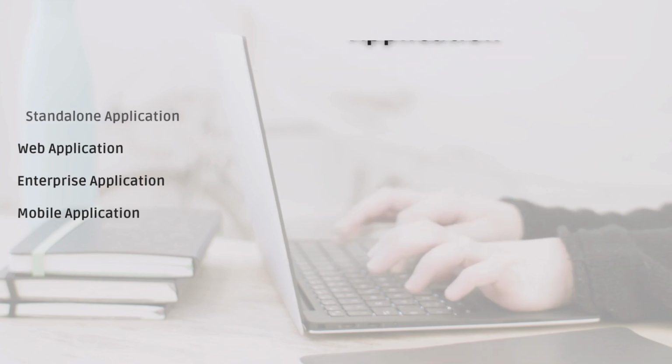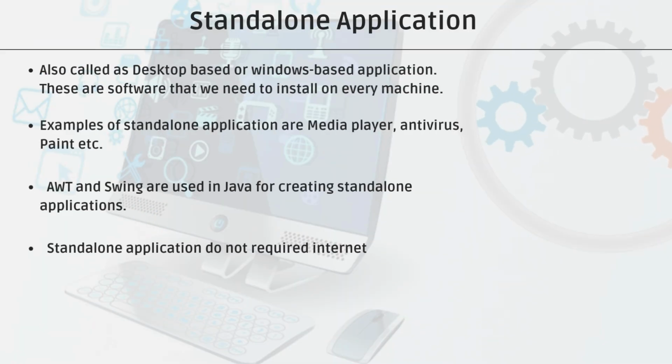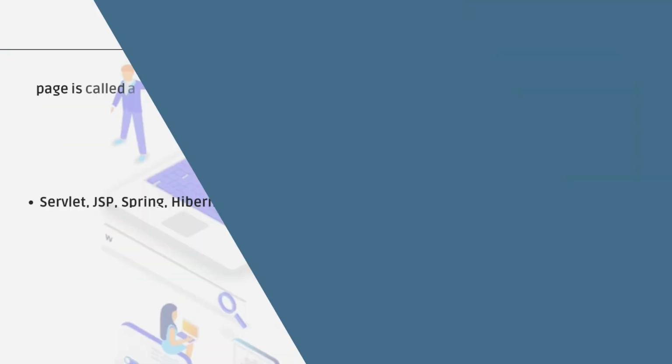The first type is the standalone application. These are programs that run on a single computer like your laptop or desktop. They don't need the internet or a browser to work. Examples include media players, games, and desktop tools. Okay, so the next is web applications.